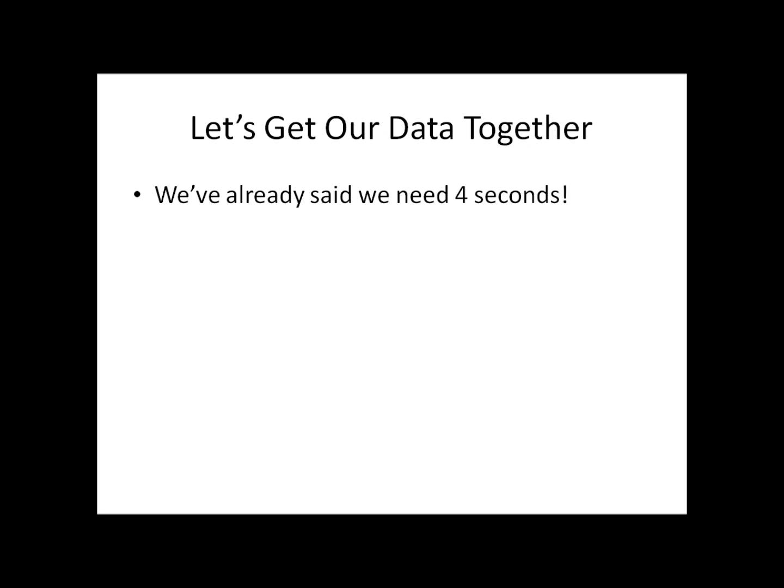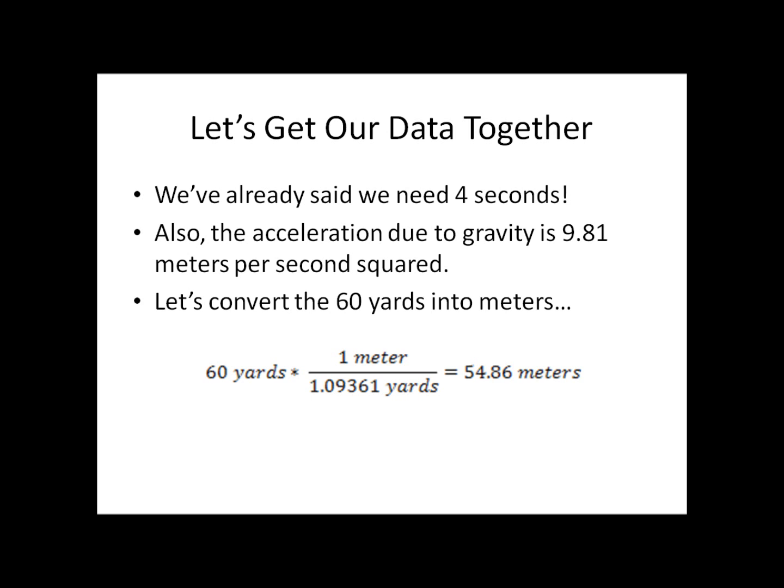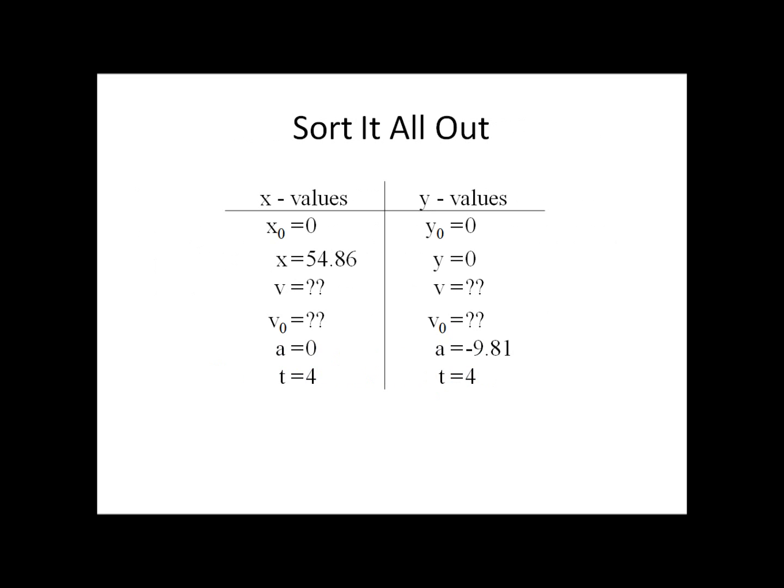We've already said we need 4 seconds. And this is Earth, so of course the acceleration due to gravity is always 9.81 meters per second squared. The next thing is our 60 yards we need to convert into meters. 60 yards times the conversion factor of 1 meter per 1.09361 yards will come out to be about 54.86 meters. Let's sort it all out into our XY table.